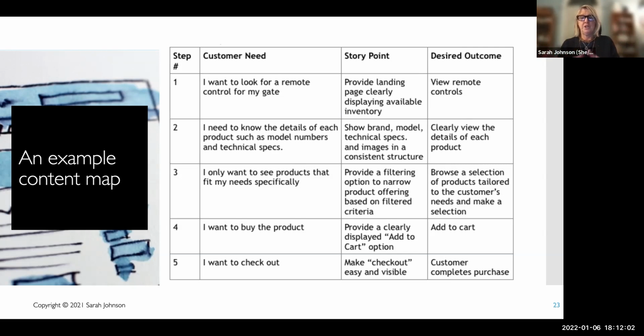And then we have sort of a checkout process. So I would say the story point is like the solve that we came up with to meet the customer need. And the desired outcome, which is something you can measure against, is do they view the details? Do they browse a selection? Do they add to the cart? Does that make sense, Christina?